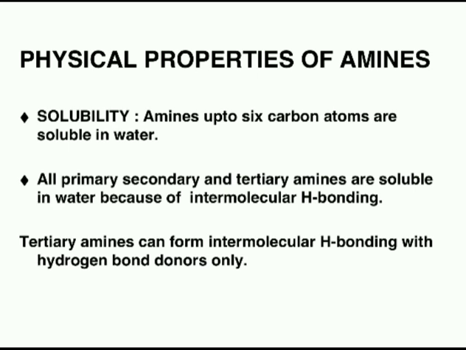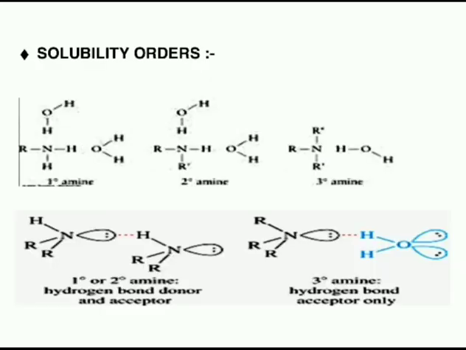Okay students, now here is the answer. You can see in figure 1 that primary amines can form three hydrogen bonds. Two bonds out of which are formed by donating its own hydrogen to the oxygen of the water molecule, and one bond is formed by accepting the hydrogen from the water molecule by the electronegative nitrogen atom present in the amine.